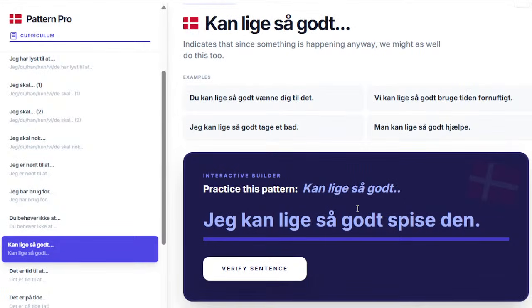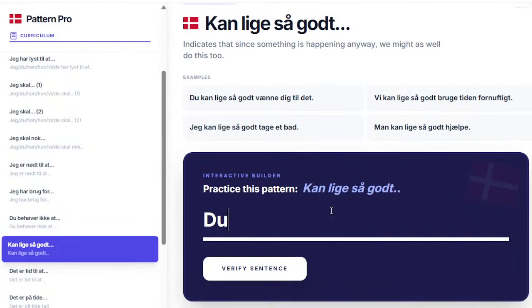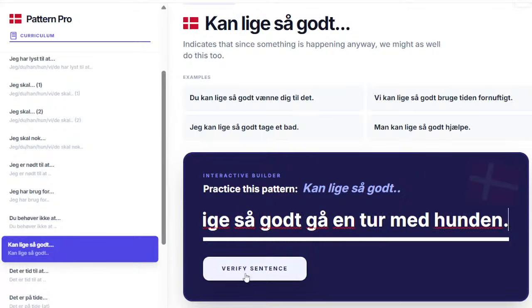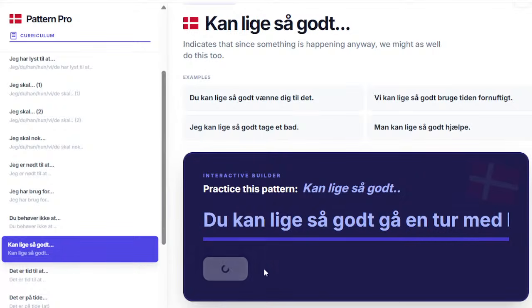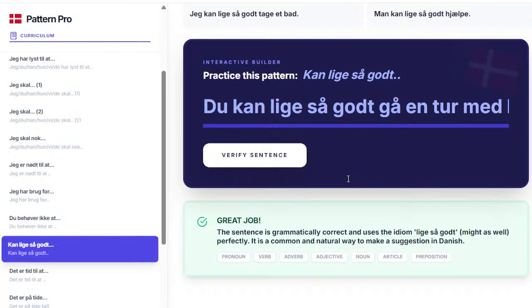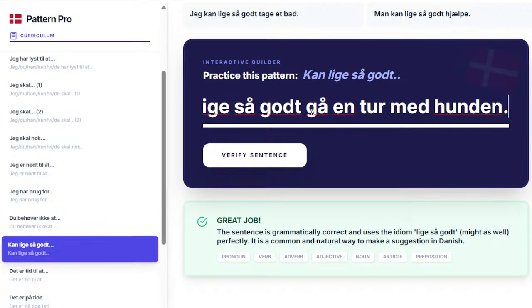Det kan du lige så godt gøre. Right? Du kan lige så godt gå en tur med hunden. Yeah, I should have made this one bigger. It's being cut a little bit. But du kan lige så godt gå en tur med hunden is of course, you might as well take the dog for a walk, or go for a walk with the dog. Right? You got the time, the dog loves it, it's good weather, do it. Du kan lige så godt gå en tur med hunden.